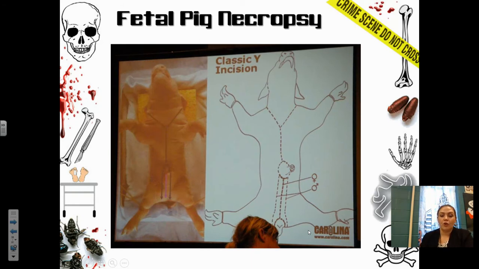So this is a fetal pig necropsy, just showing you the same thing. They're going to cut that Y and then all the way down. For most of these, they still have their little umbilical cord, which is sad. So they do cut around it before going down to the pubic bone.